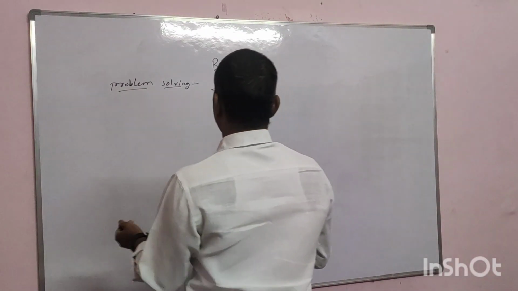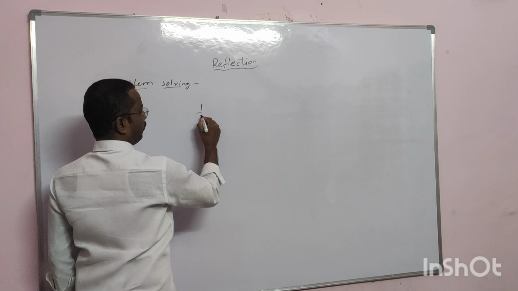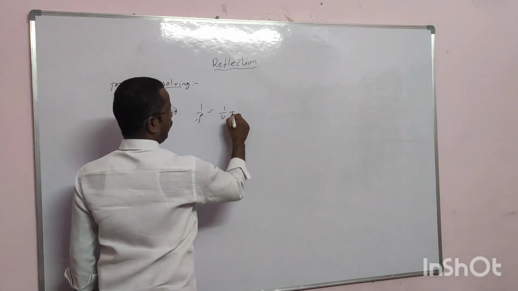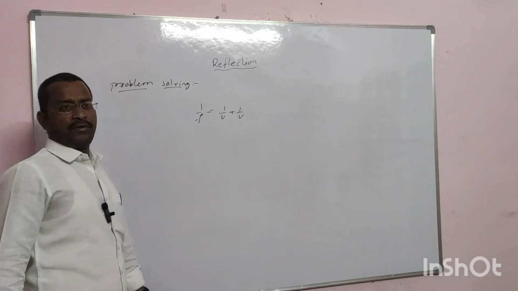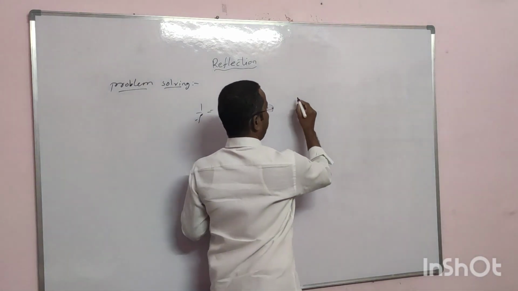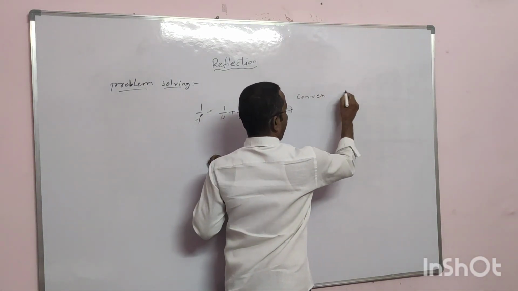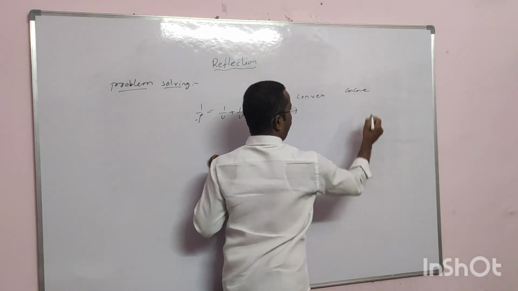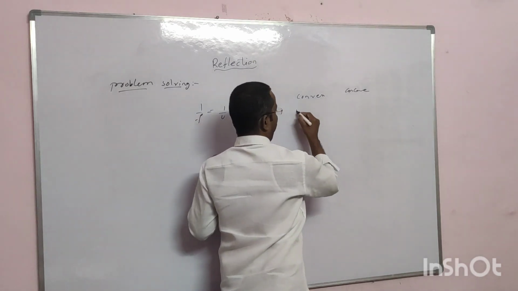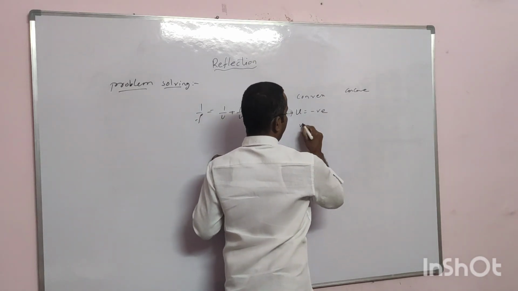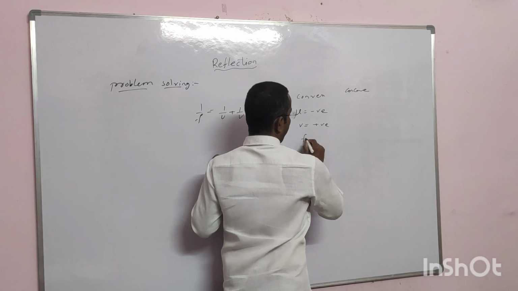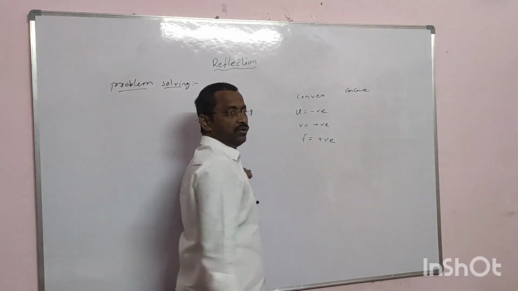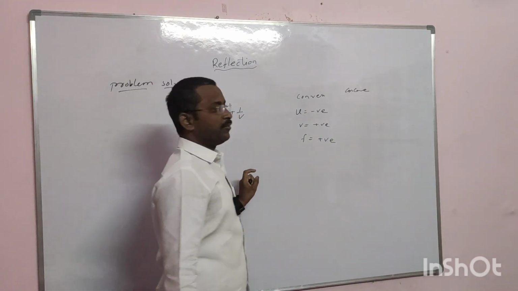Okay. We have the mirror formula 1/f = 1/u + 1/v. To solve the problem, I repeat once again, convex and concave. In the convex mirror, u is always negative, v is positive, and f is also going to be positive. These are the rules to be used in the problems.